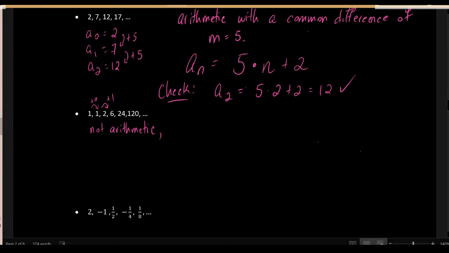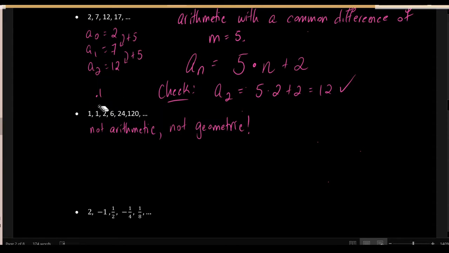So next, let me check if this sequence is geometric. Now, moving from 1 to 1 involves multiplying by 1. Moving from 1 to 2, however, involves multiplying by 2. So the terms in this sequence do not have a common ratio, and as a result, this sequence is not geometric either.